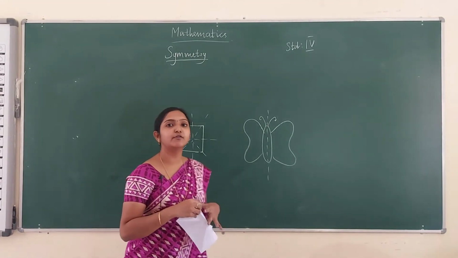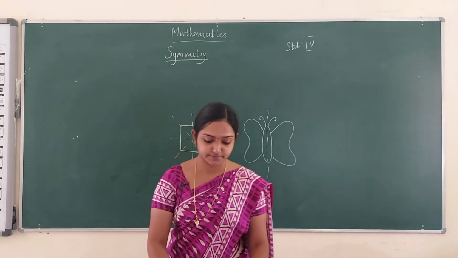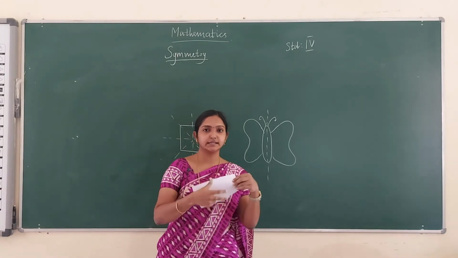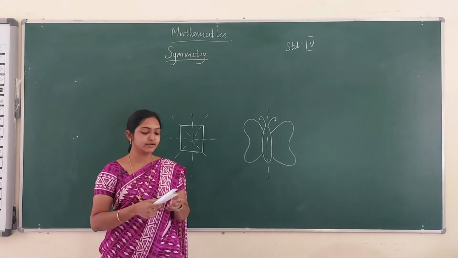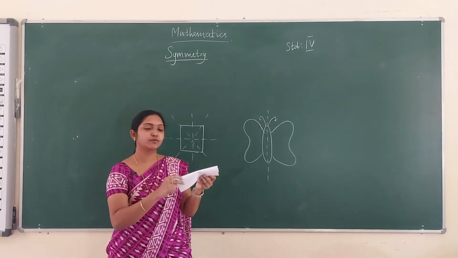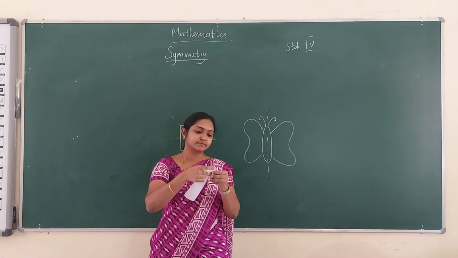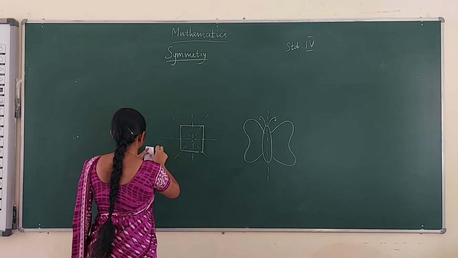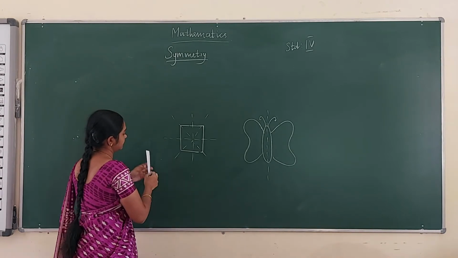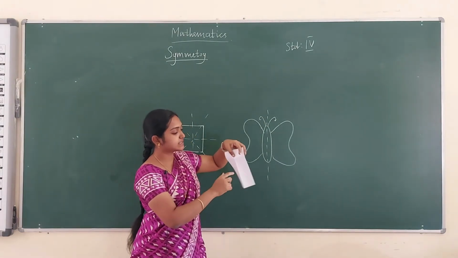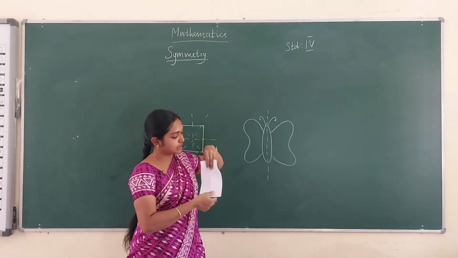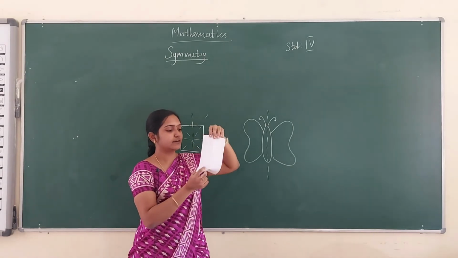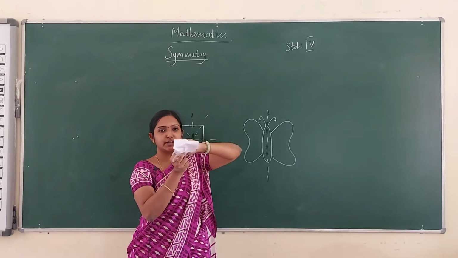We can use the paper folding method to find the line of symmetry. Next, consider a rectangle. We are going to find the line of symmetry of a rectangle. Now I am going to fold the rectangle like this. Both the sides are looking the same. So this line is called the line of symmetry. Now I am going to fold the rectangle like this. First I folded like this.